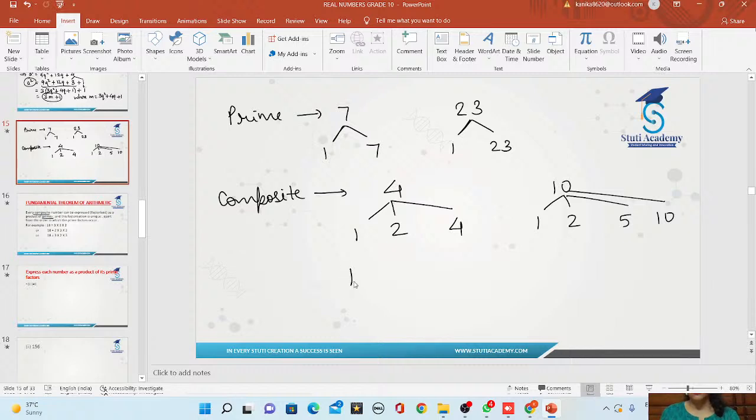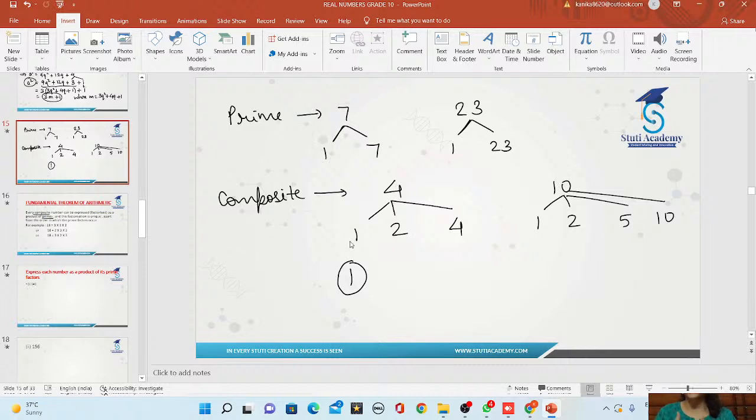If I have 1, is 1 a prime number? No, it's not a prime number. It's not even a composite number. So 1 is a special number. It is neither composite nor prime. That's very, very important, children, because a lot of times children take 1 as a prime number.